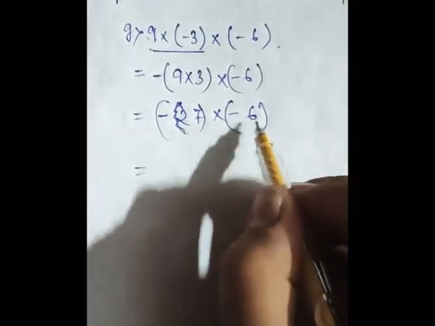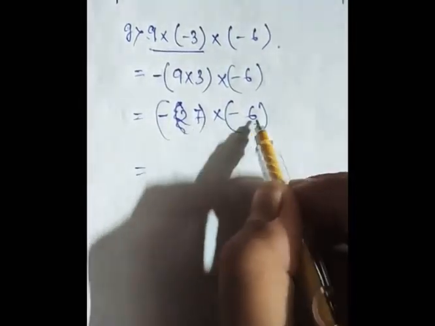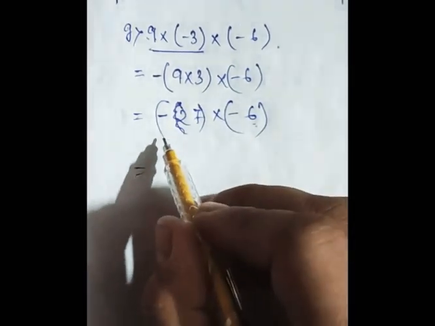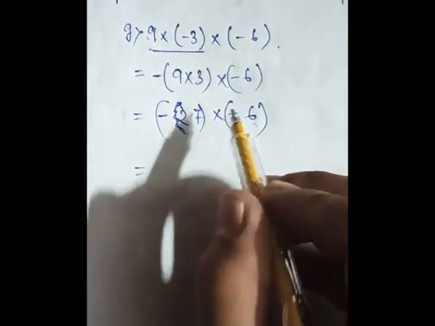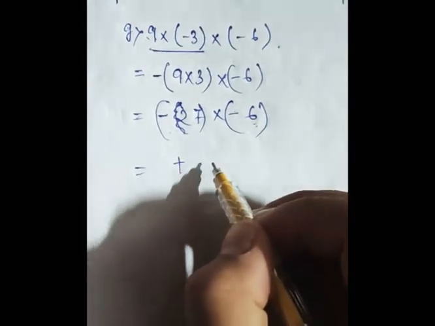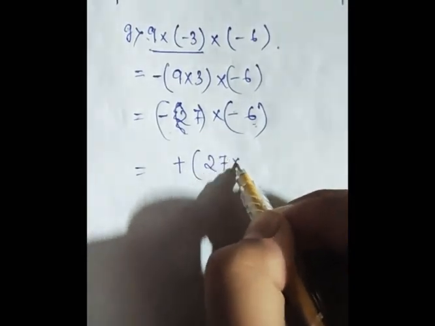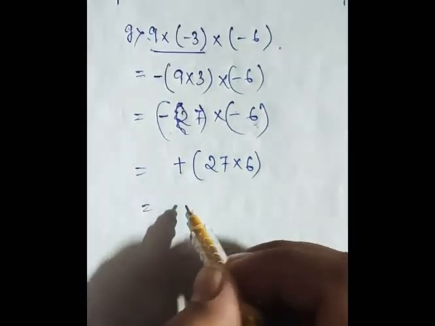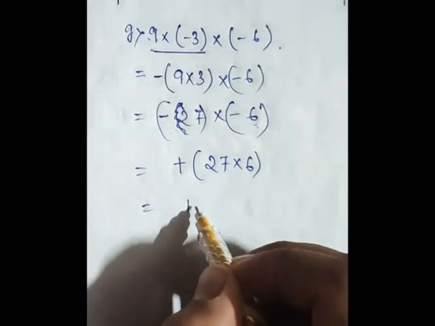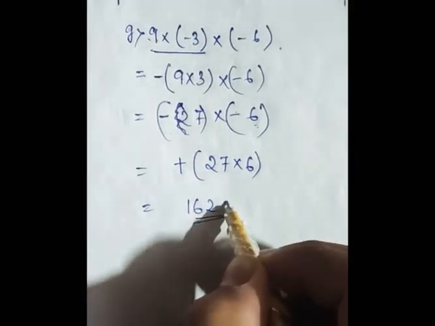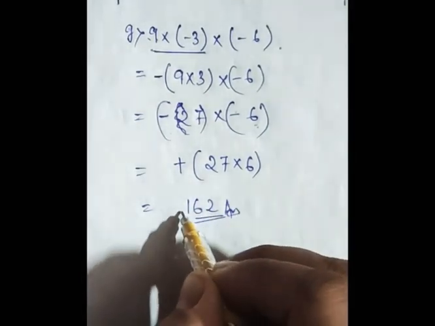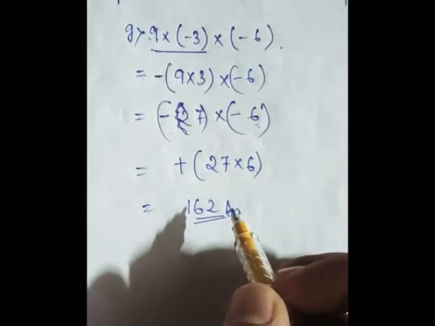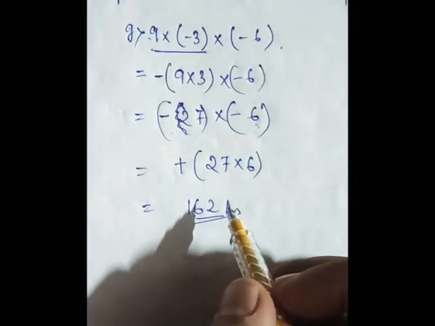Now we have to multiply these two integers, which are both negative. Minus into minus, we know, is plus. And inside, 27 into 6. We all know 27 into 6 is 162. If there is no sign, it indicates a positive integer. So question G is complete.